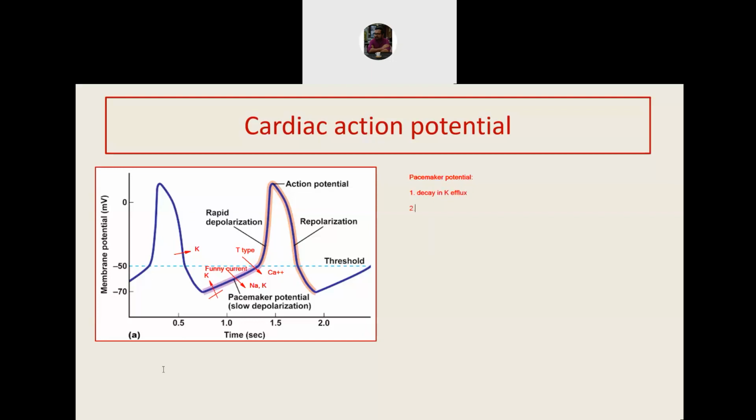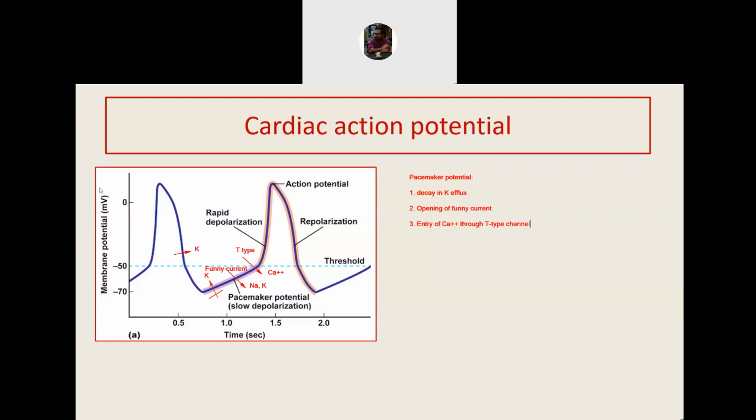Second, there is opening of the funny current. And third, there is entry of calcium through the T-type calcium channel. These three things in sequence push the membrane potential to the threshold level.